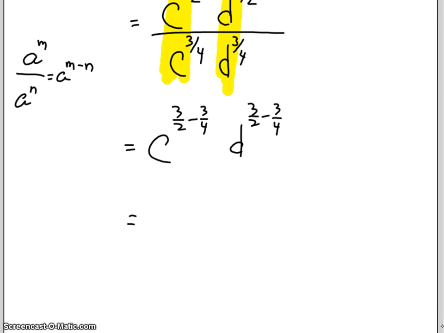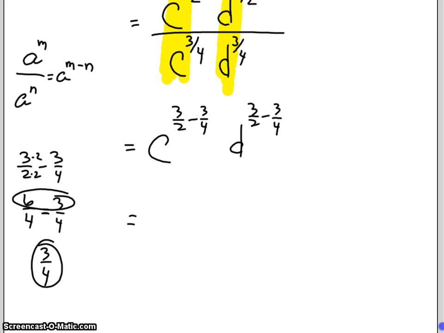Now, when you add or subtract exponents, you need the same denominators. So we have to do 3 halves minus 3/4. And we're doing that for both of these, so it's going to be the same answer. So let's just do that off to the side. We need a denominator of 4. So it's really going to be 6/4 minus 3/4. And now we can subtract these numerators. 6 minus 3 is 3. So we get 3/4. So we're going to get a 3/4 for each of those exponents.